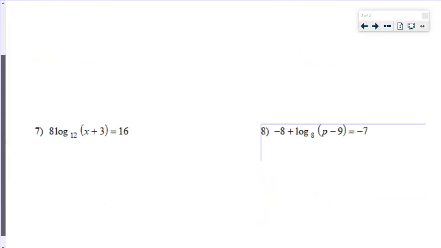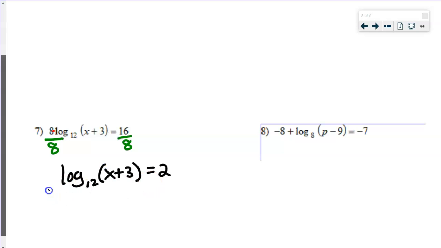Let's take a look at maybe number 7. A lot of kids aren't sure what to do with that 8. Right now it's being multiplied by the logarithm. So I think it's a case of isolation. We need to isolate the logarithm before we do any exponentiating. So let's divide both sides by 8. And right now our problem says log base 12 of x plus 3 equals 2.